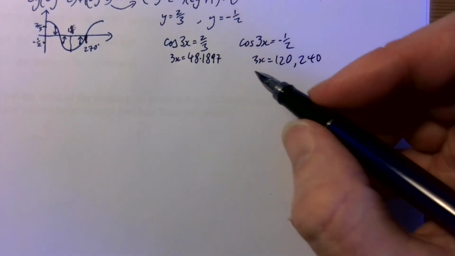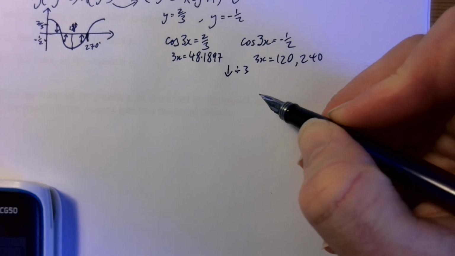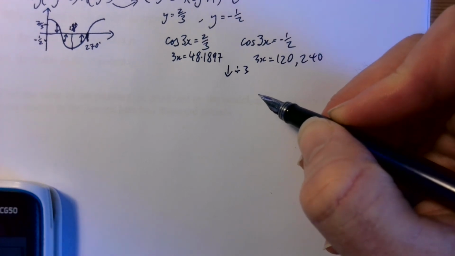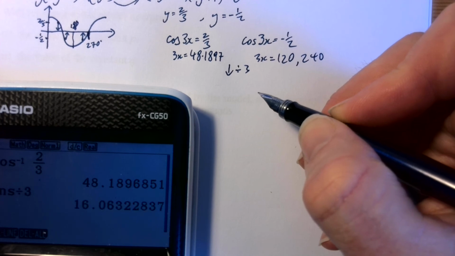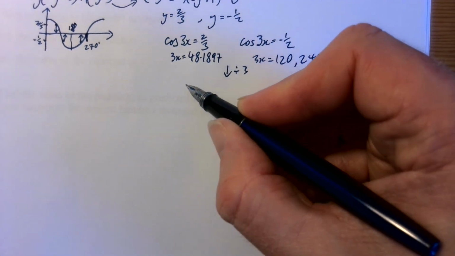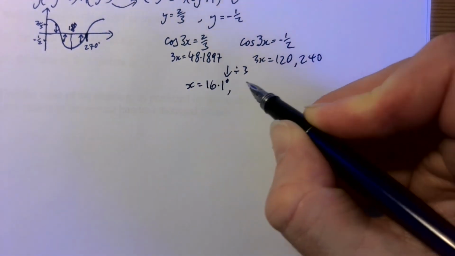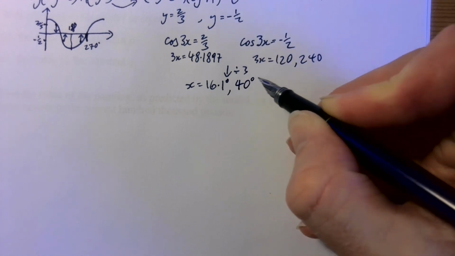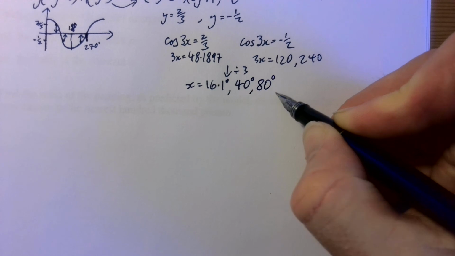So we then need to divide by 3. So if I just delete that line and do answer divided by 3, that'll do it. That gives me 16.06, so that's 16.1 degrees, isn't it? X equals 16.1 degrees, but it also is going to be 120 divided by 3 is 40, and 240 divided by 3 is 80 degrees.